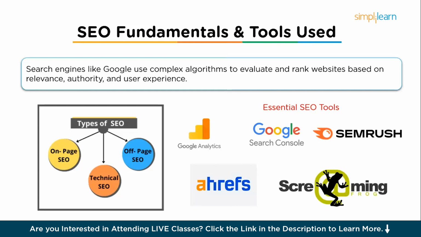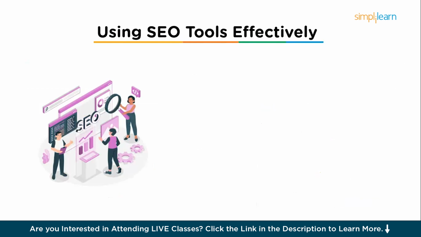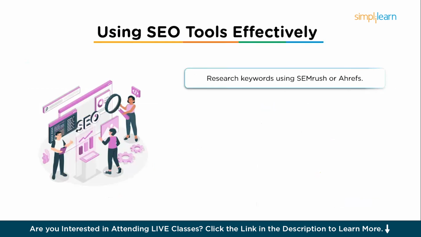Then comes Screaming Frog, a website crawler that identifies SEO issues like broken links and duplicate content. So these are some important or essential SEO tools you can use while doing your SEO. So how to use SEO tools effectively? First, conduct keyword research with SEMrush or Ahrefs to discover high potential search terms.